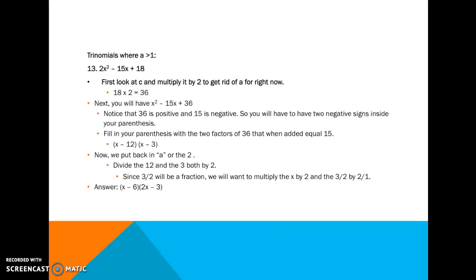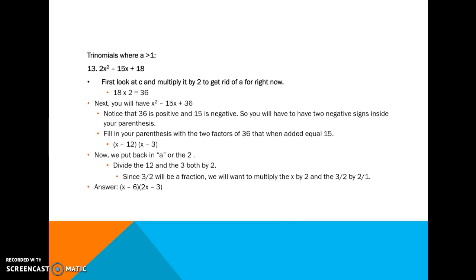First, look at c and multiply it by 2 to get rid of a for right now. We multiply it by 2 because that's our a value. So 18 times 2 equals 36. Next, we will have x squared minus 15x plus 36. In this case, you notice that 36 is positive and 15 is negative, so you will have to have two negative signs within your parentheses.